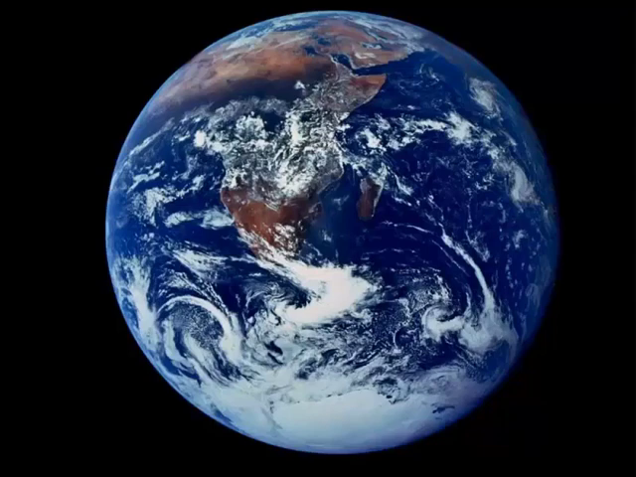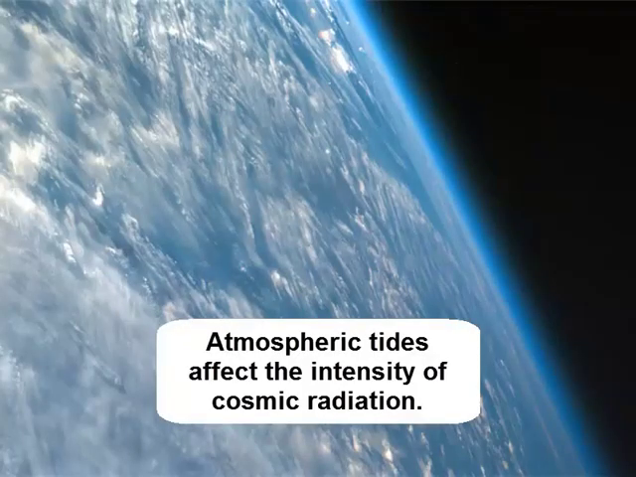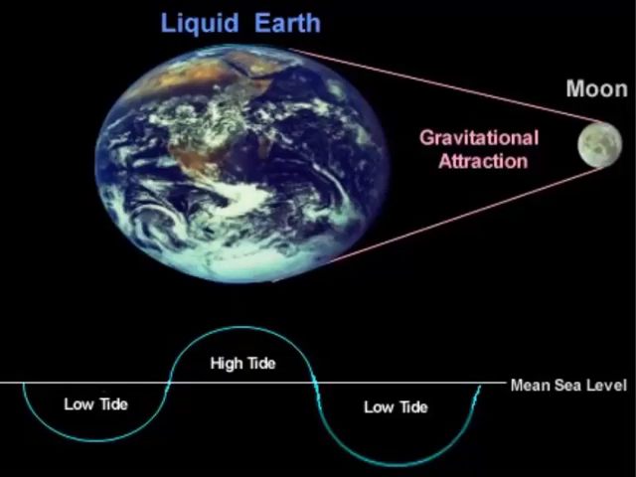Because much of the Earth's interior is deformable, we have Earth tides, though they're less pronounced than ocean tides. Twice each day, the solid surface of Earth rises and falls as much as 1/4 meter. There are also atmospheric tides which affect the intensity of cosmic rays that reach Earth's surface. The tilt of Earth's axis, interfering land masses, friction with the ocean bottom, and other factors complicate tidal motions. Earth's tilt causes the 2 daily high tides to be unequal.